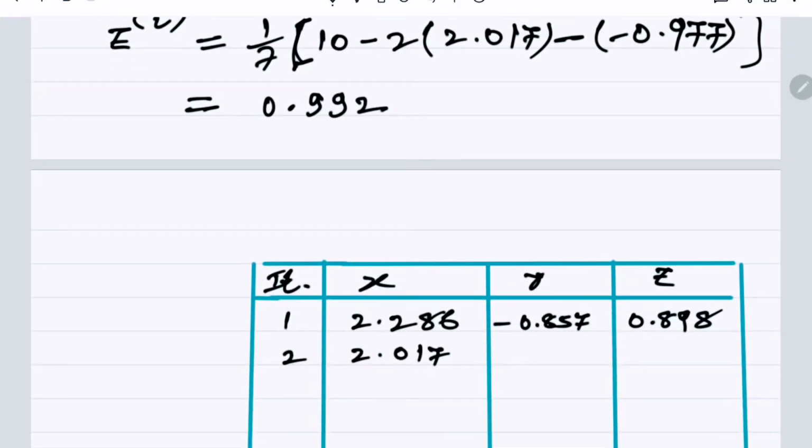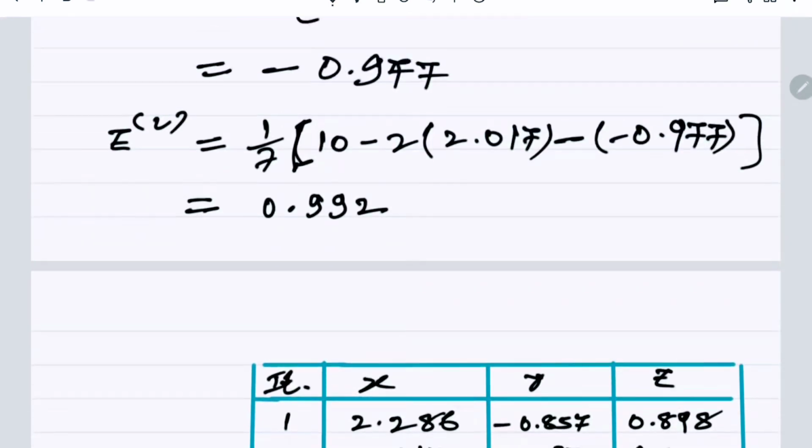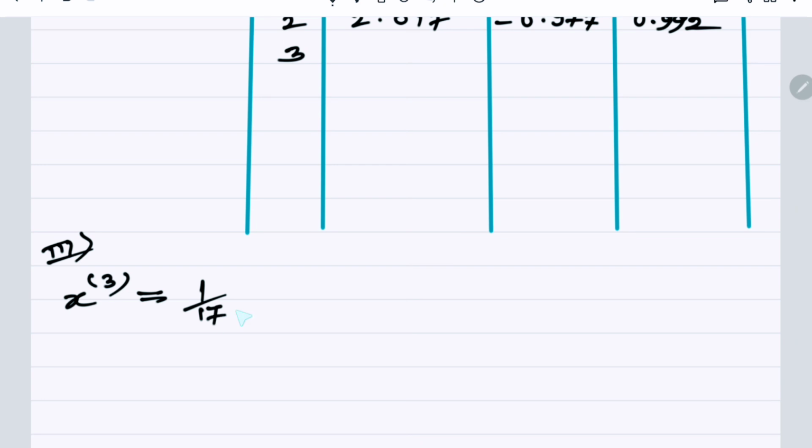Then for the second iteration we have x as 2.017, y as minus 0.977, and z as 0.992. Then for the third iteration we perform again using the same three equations.